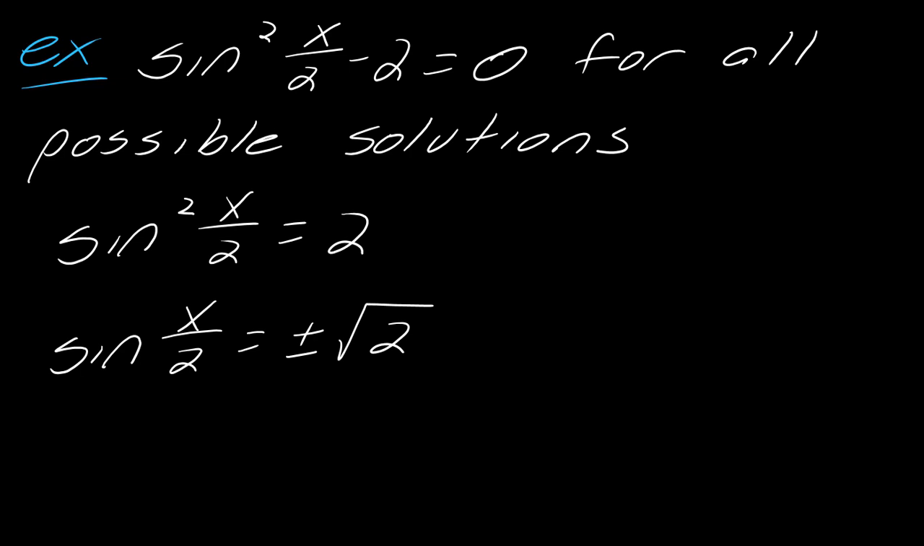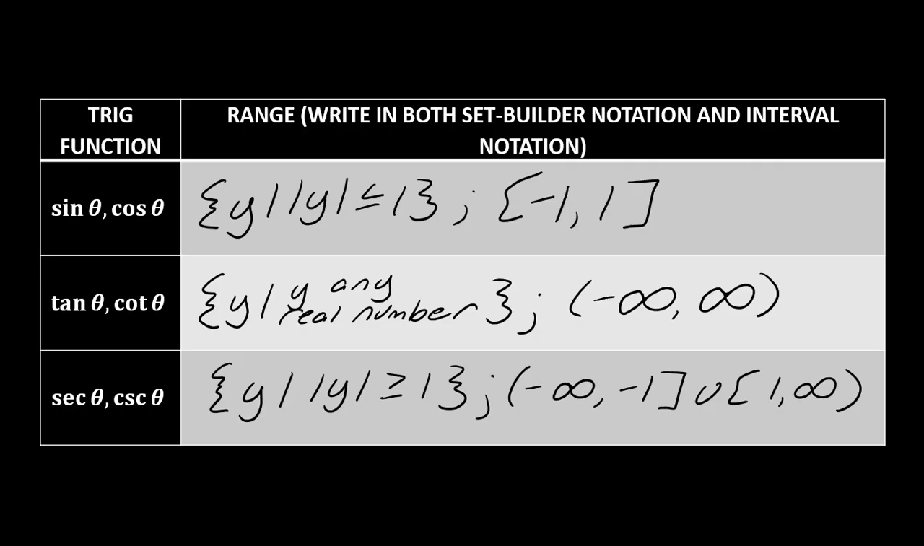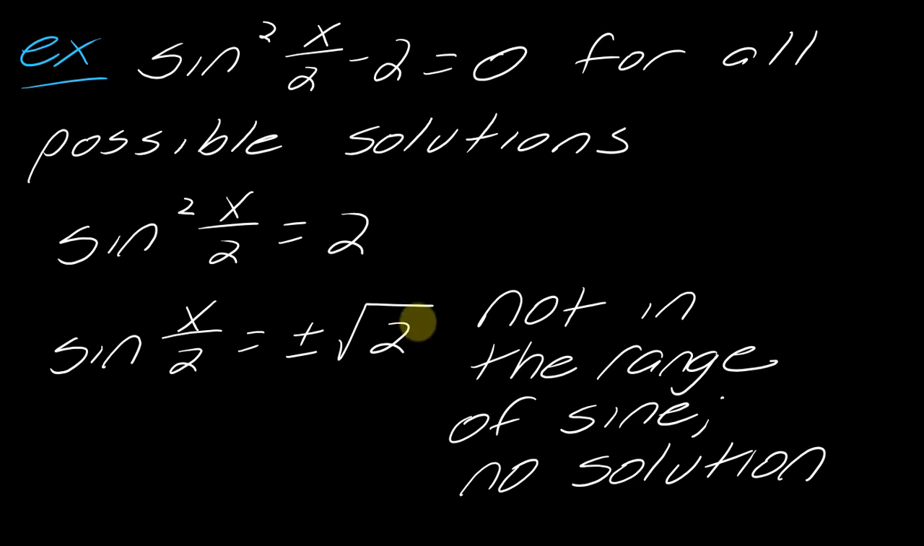So what you have to remember now is the range. You might remember this from a long time ago. You have to remember the range of the sine function. So I've brought up this little table here just to remind you. So here's sine. The range of the sine function goes from -1 to 1 right here. This is pretty important. So square root of 2, that is actually something bigger than 1.